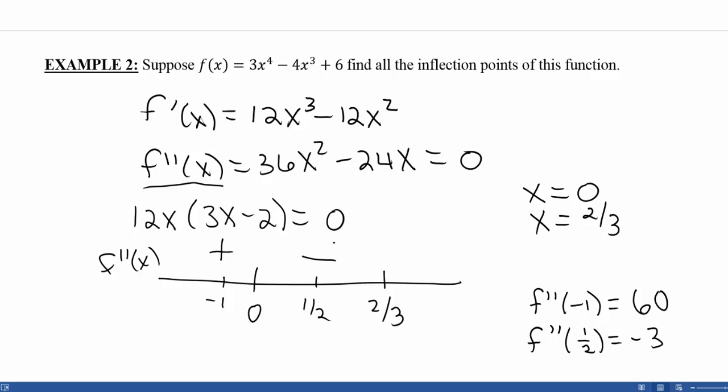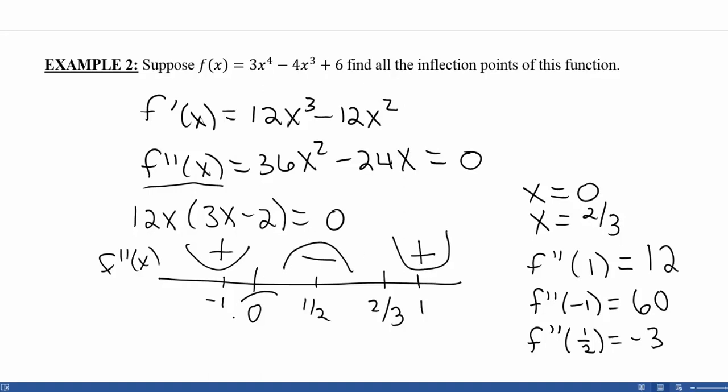second derivative. Finally, I want to test something a little bit bigger than 2/3. So I'm going to test +1. So if I plug a +1 into my second derivative, I'm going to get +12. So I can see that my concavity is changing from concave up to concave down to concave up. So that means that both 0 and 2/3 are both inflection points.